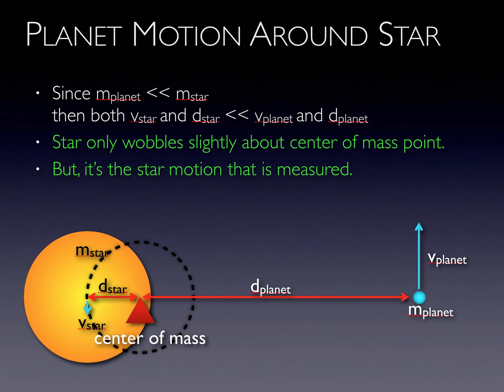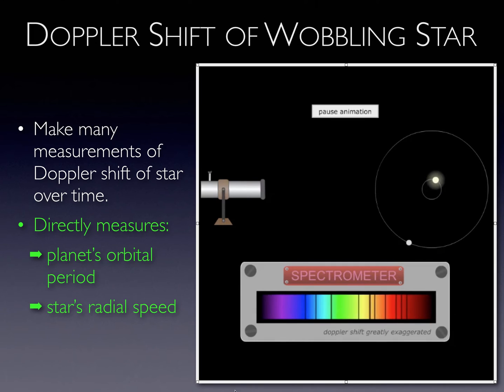Because stars are generally much more massive than planets, the center of mass point for a star-planet system is very close to the center of the star. As a result, the star may only wobble around that point while the planet orbits at a large distance at a much higher speed. The motion of the star can be detected by measuring the Doppler shift of the starlight as it wobbles. Over time, the light gets alternately red-shifted and blue-shifted.